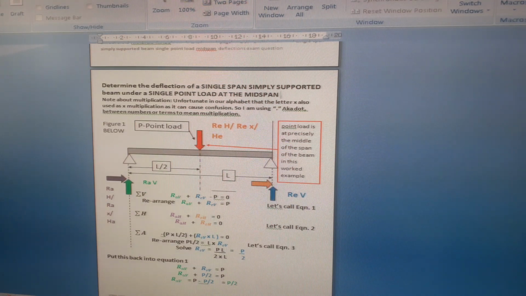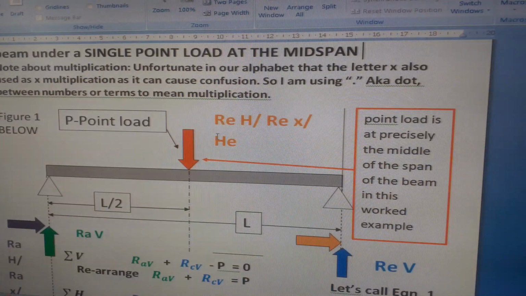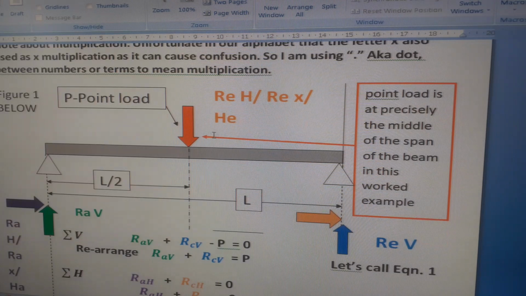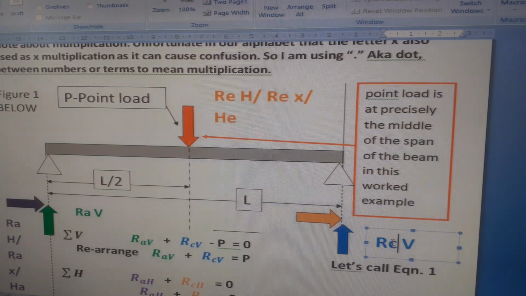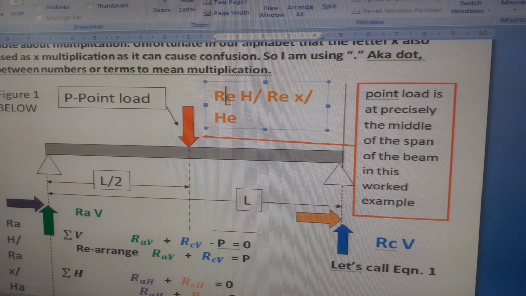So let's just do this. Okay, so here you go. This is a simply supported beam, with a single point load in the middle, the red arrow. There's a pin support at the left hand side, and I'm calling that A. There's a pin support at the right hand side, and I'm calling that C.